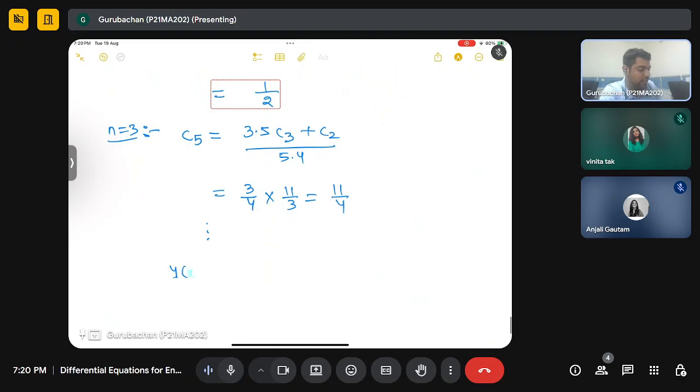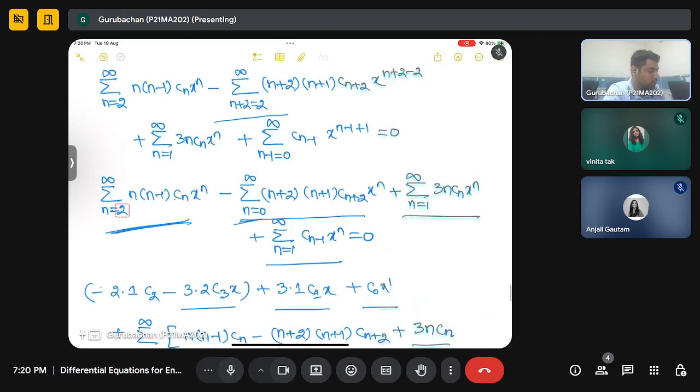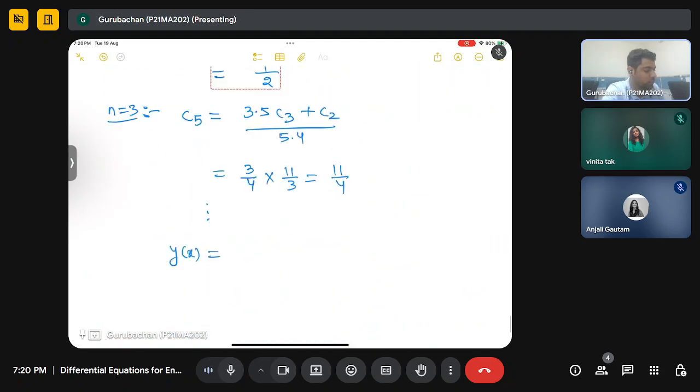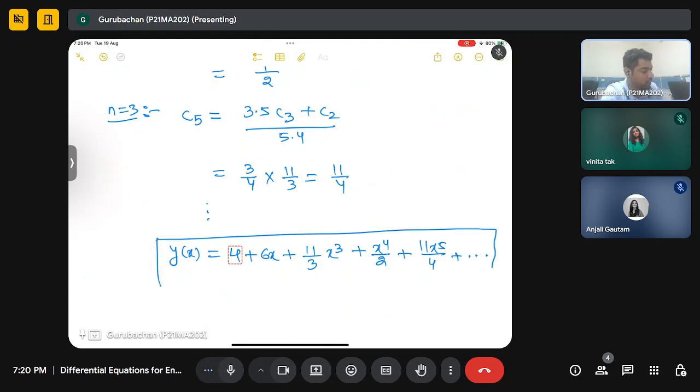Since we want to tell them the particular solution, it's an IVP, so it has a particular solution. We will start with our C naught, and C naught was 4 and C1 was 6. So our solution will be 4 plus 6x, and C3 is 11 by 3, C2 is 0, so we don't need to write that. 11 by 3 x cube, and C4 is x to the power 4 by 2, plus C5 is 11 x to the power 5 by 4, and so on. So this will be your particular solution of the given IVP.